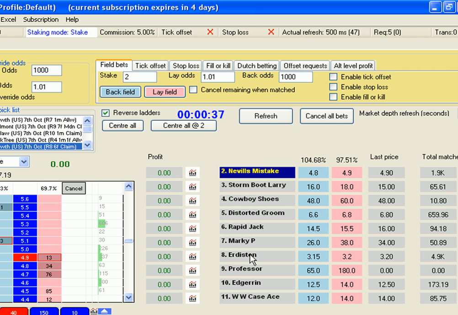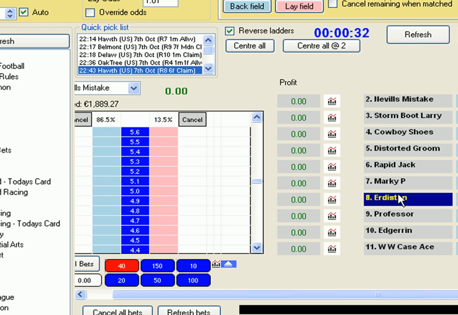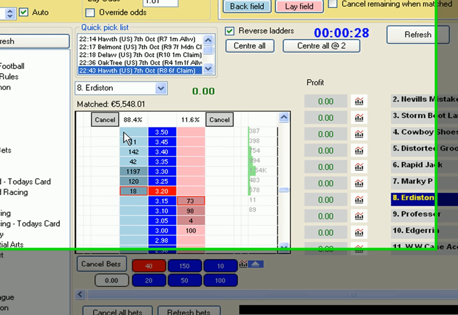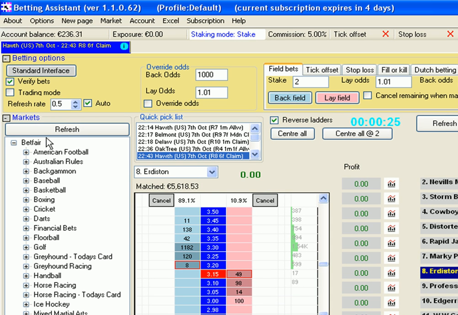So Erdeston is obviously the favourite that's running in this race. Most money gets traded on the actual favourite. So if we click on this here, he automatically pops up into our screen over here on the left hand side.